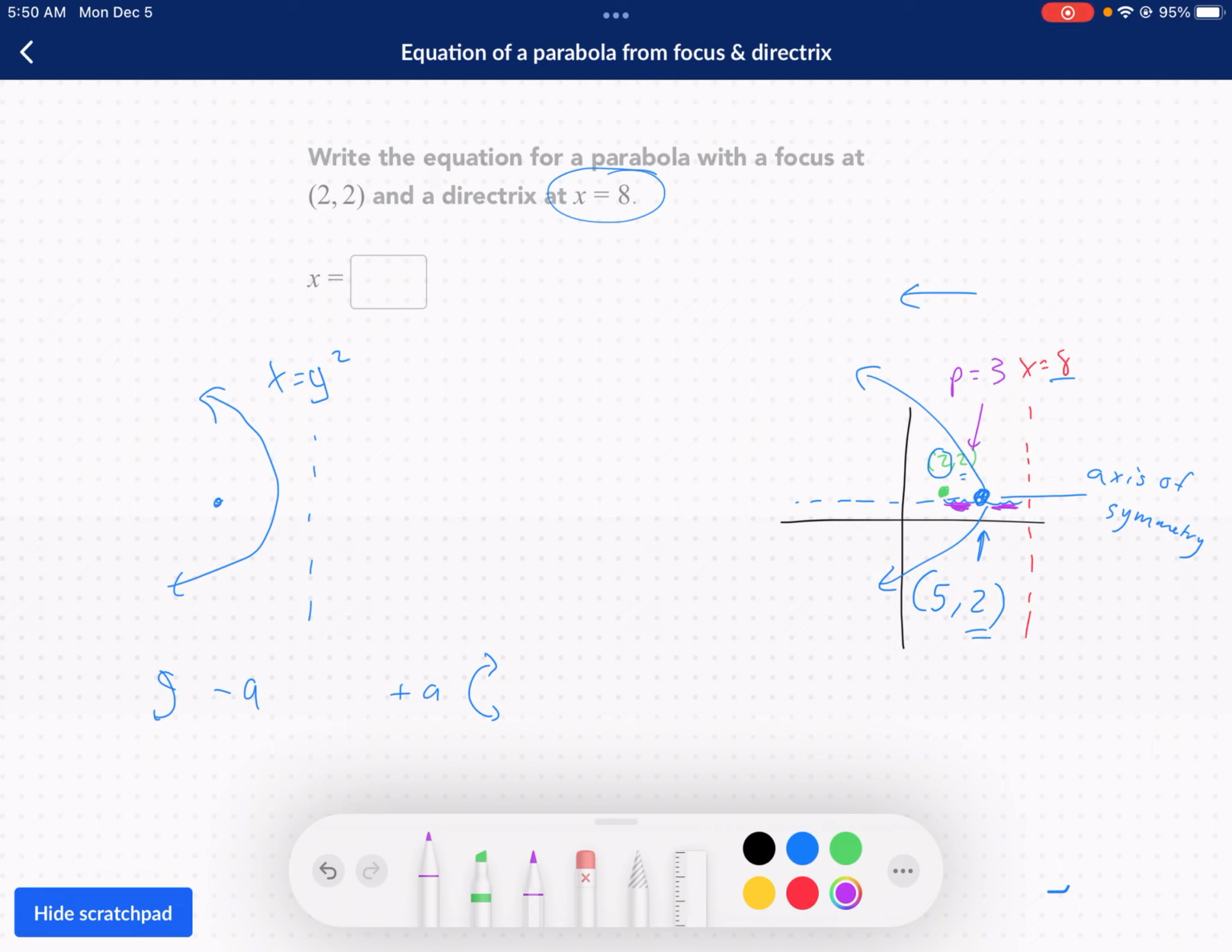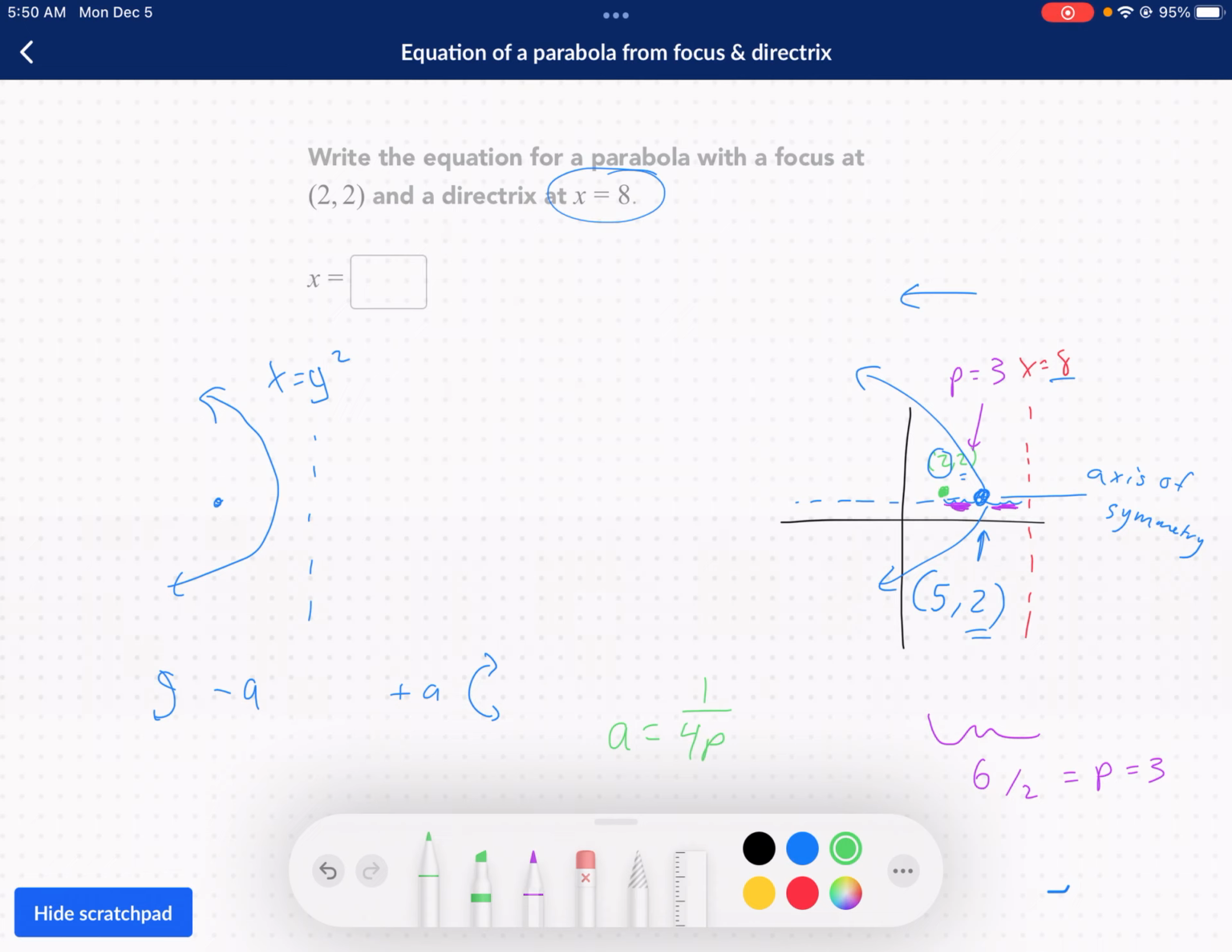Either way, we calculate it as 3. We took the total distance between the focus and the directrix, which was 6, and divided by 2 to get our focal length of p equals 3. So we're basically ready here. We know that a equals 1 over 4p.